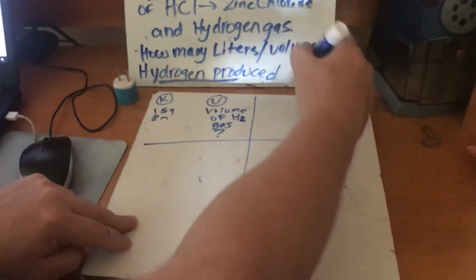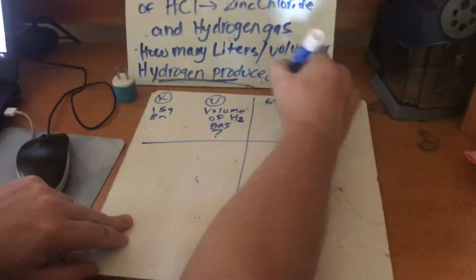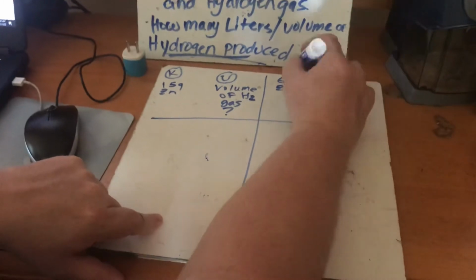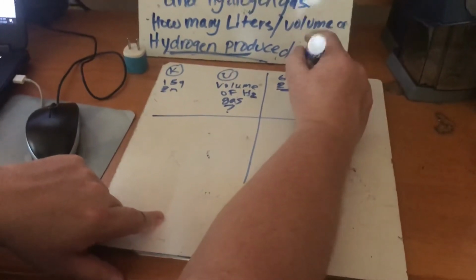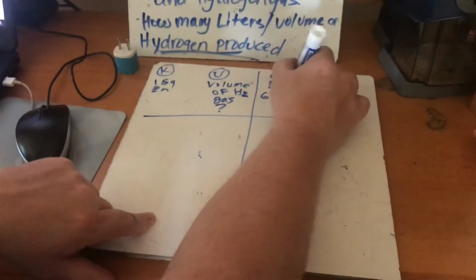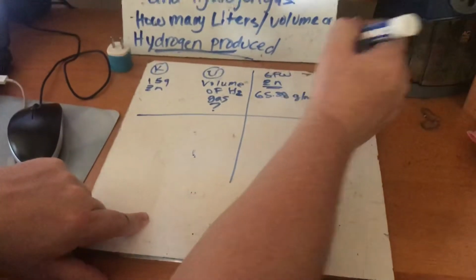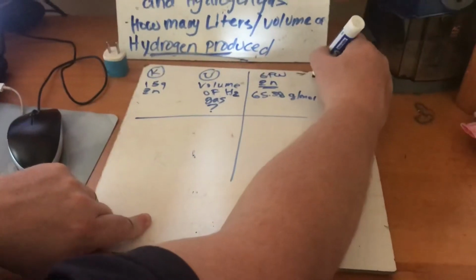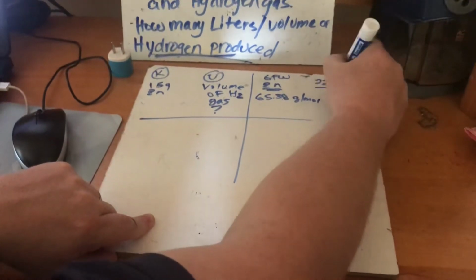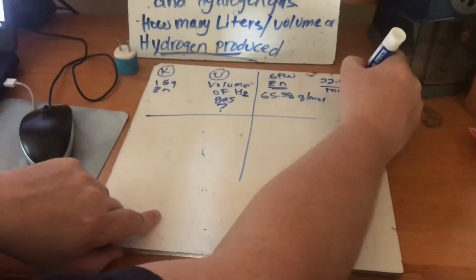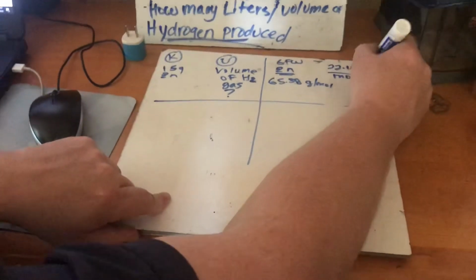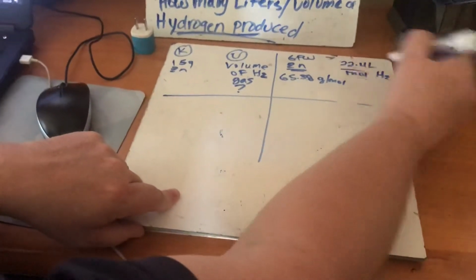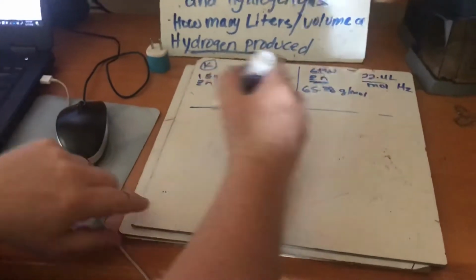So over here, this is where I would put the GFW of the zinc first. I use my periodic table. This is just a single atom, so you could just use your periodic table. It's 65.38 grams per mole for zinc. However, when we are doing mass volume problems, remember the magic number: 22.4 liters per mole of whatever gas we're looking for, which in this scenario is hydrogen. That's very helpful. So we go over here to the balanced equation.